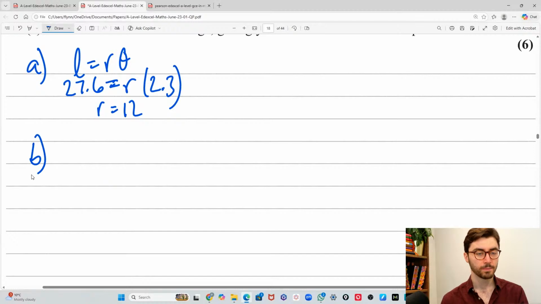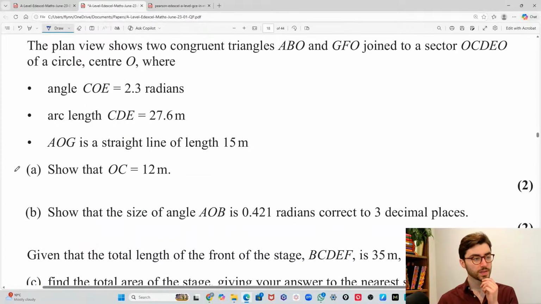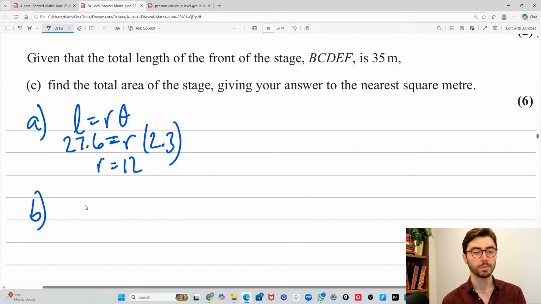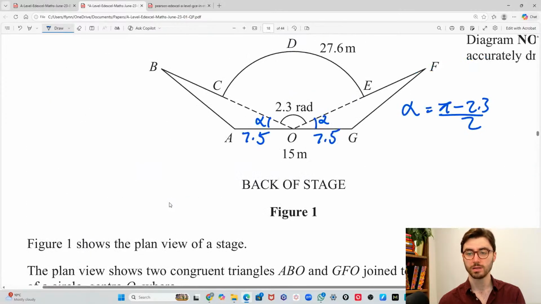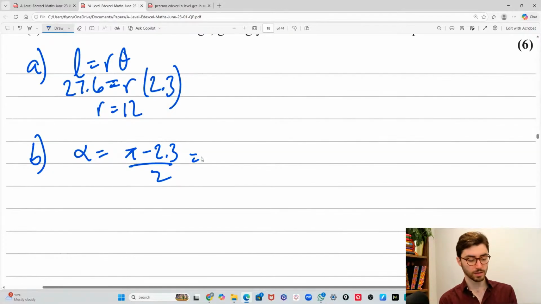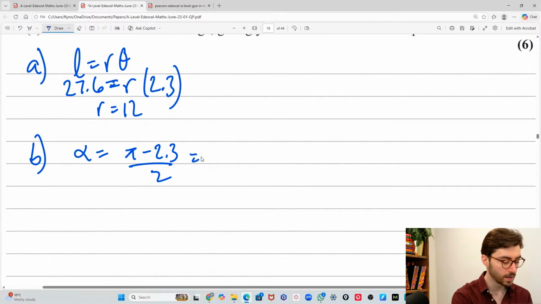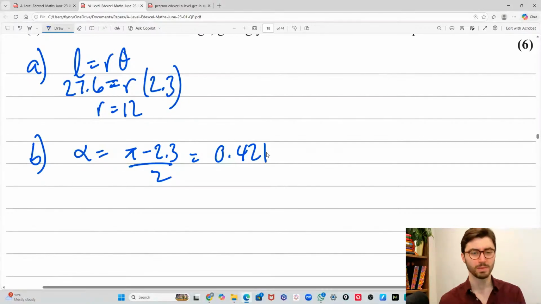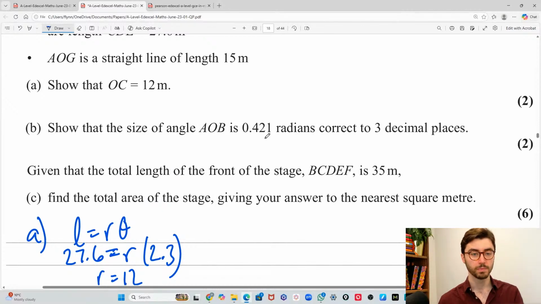Now for B, show that the size of angle AOB is 0.421. Well, that'll be simple enough. That'll be alpha is pi minus, what did I say it was? 2.3 all over 2. Which is, and again, nothing too complicated about typing that in, so you don't need to be over my shoulder here. 0.421. Oh, it is. Brilliant. Okay.